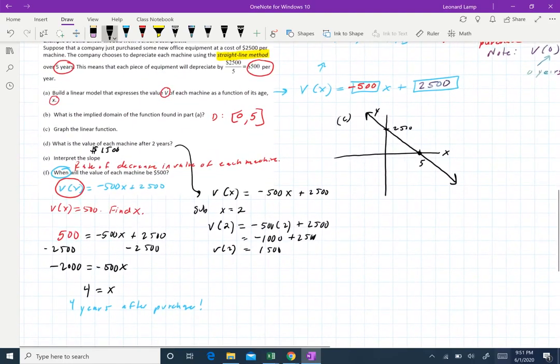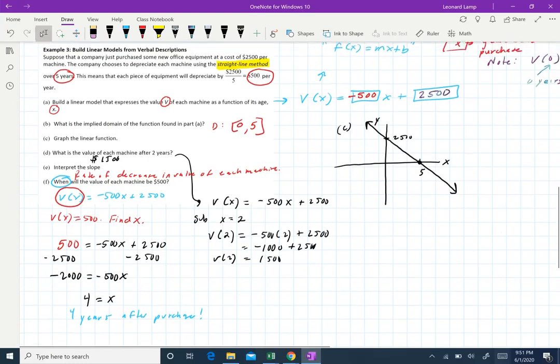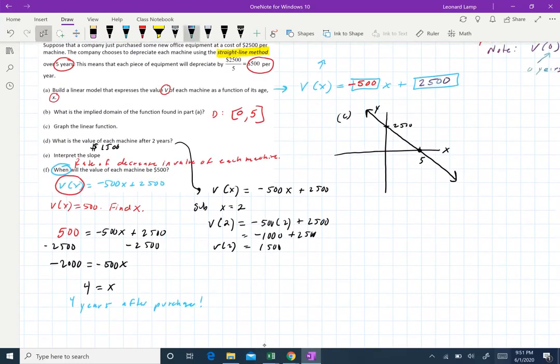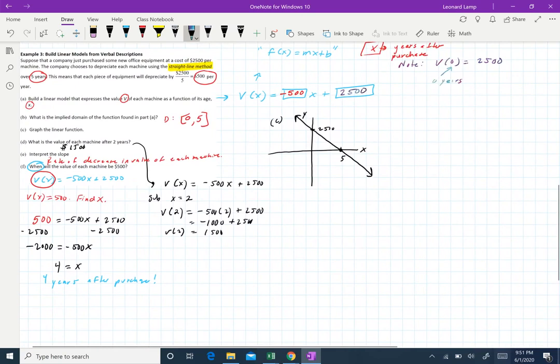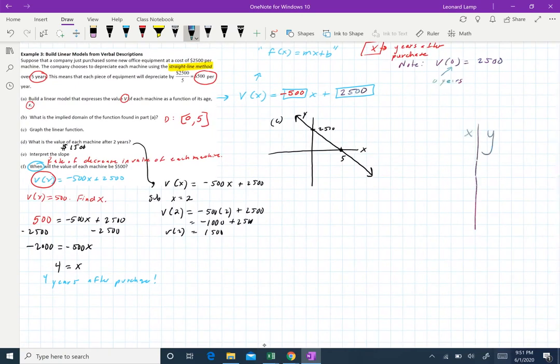Okay, now we could have done this just by a table of values, understanding what the question is asking for, right? But obviously they're not always going to be this easy. Not everything's going to be modeled by a straight line, right? So we could have literally just done this. Here's x, here's v of x, right? We know at year 0 it's worth 2,500, and every year it depreciates by $500. So after year 1, it's only going to be worth 2,000. Year 2, 1,500. Year 3, 1,000. Year 4, 500. Year 5, worth nothing.